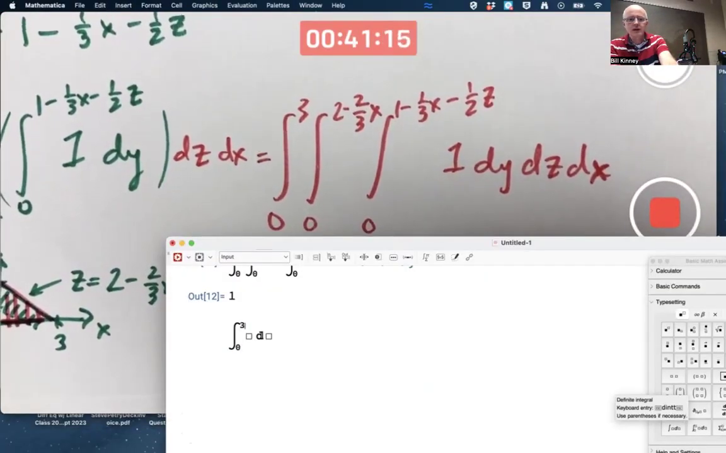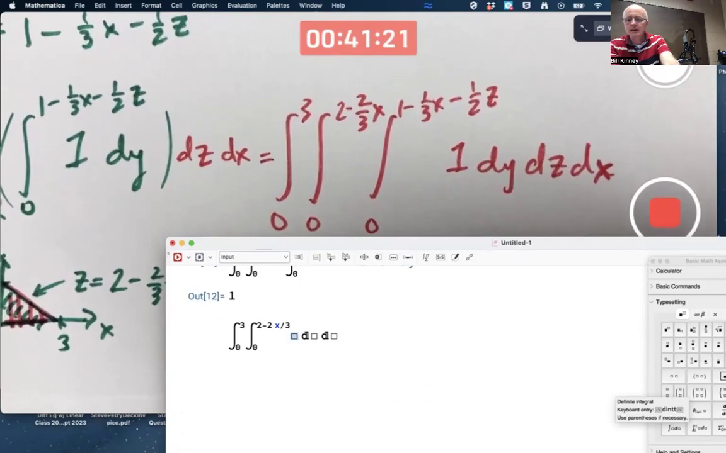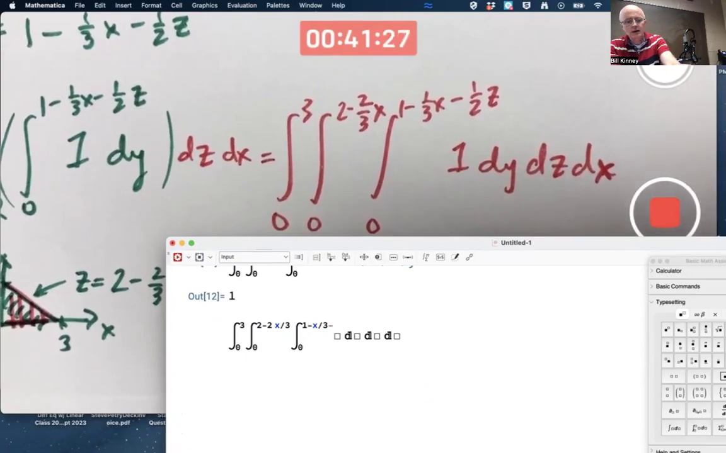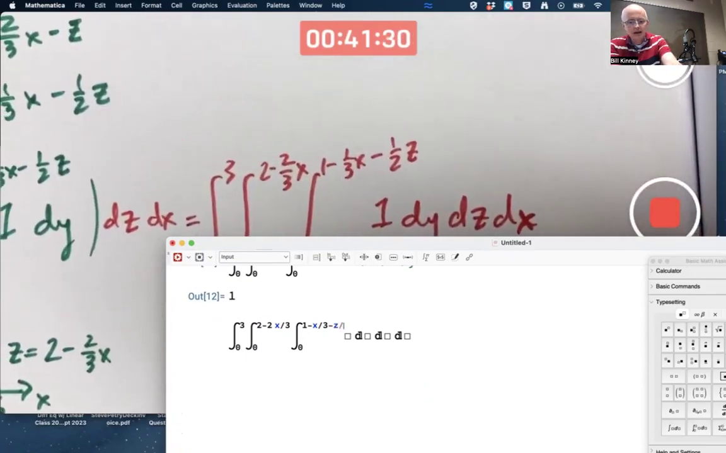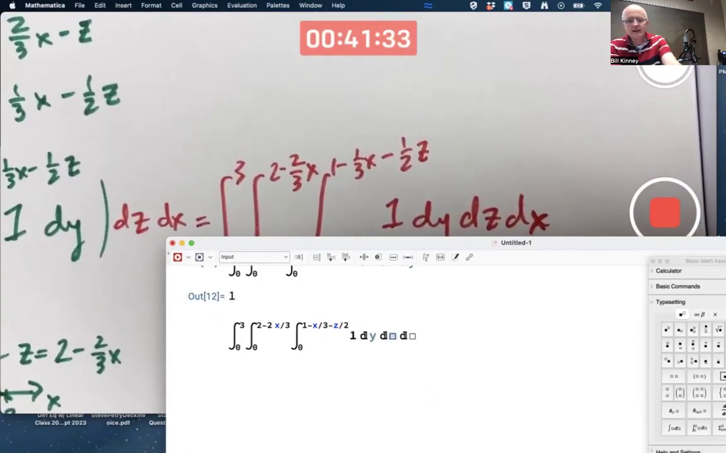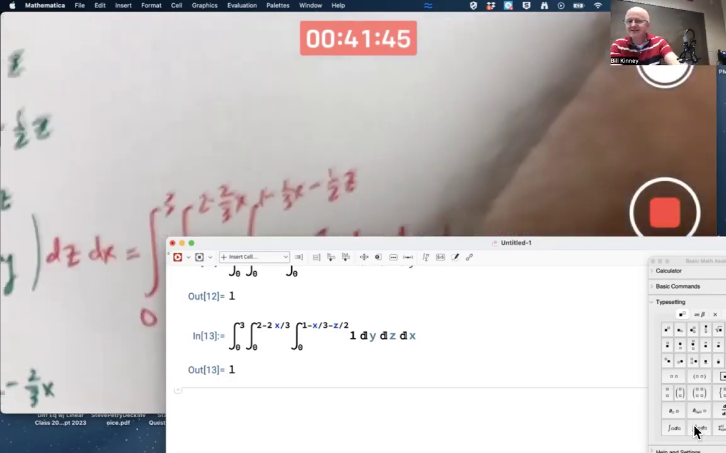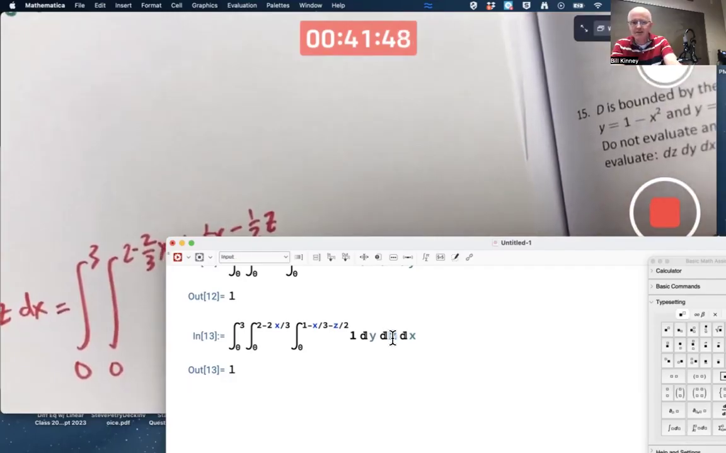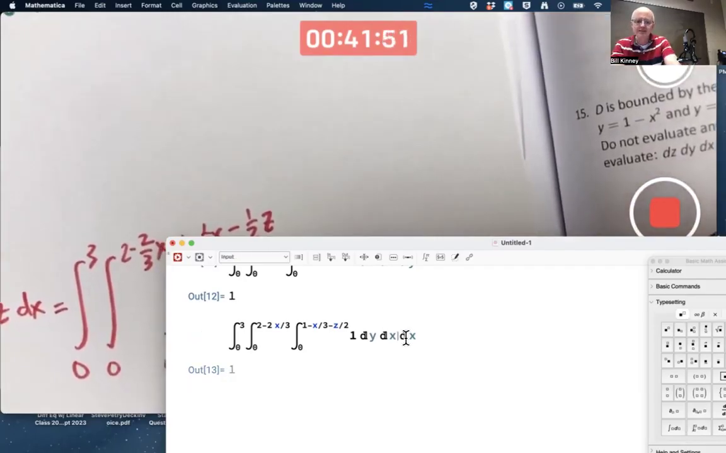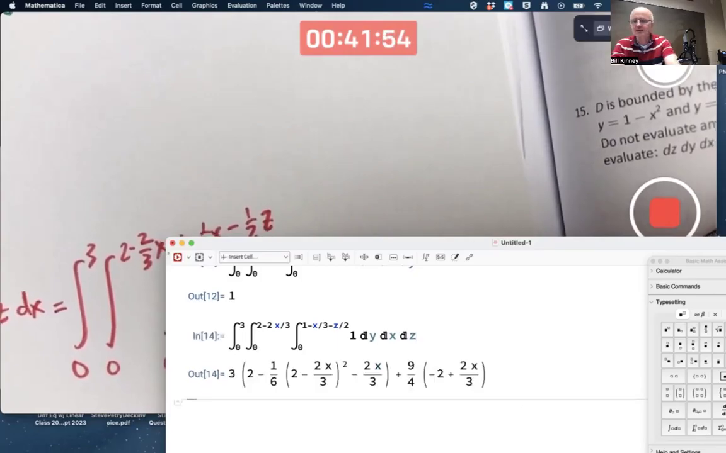0 to 3, 0 to 2 minus 2x over 3, and 0 to 1 minus x over 3 minus z over 2. 1 dy dz dx. Should give us 1. Yes, thankful it does. Just to illustrate that you got to get it right. It's not just a coincidence. I bet if I switch the x and the z around here, well, yeah, it can't possibly work. Something goofy is going to happen. Yeah, it can't possibly work if I switch the x and the z around there.